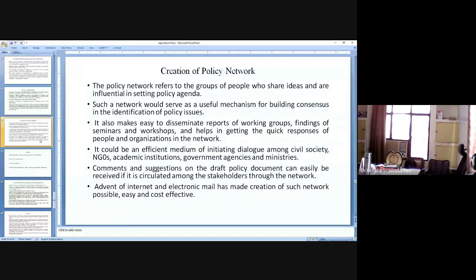Creation of policy network. Ultimately, we have to see how the policy network can be created. The policy network refers to the groups of people who share ideas and are influential in setting the policy agenda. Such a network would serve as a useful mechanism for building consensus in the identification of policy issues. It also makes it easy to disseminate reports of working groups, findings of seminars and workshops, and helps in getting quick responses of people and organizations in the network.